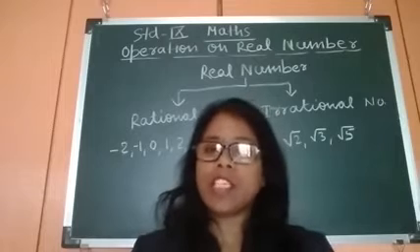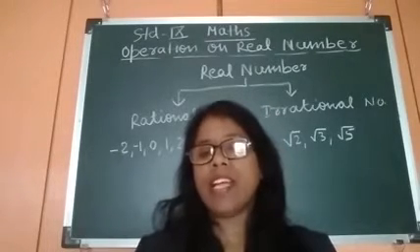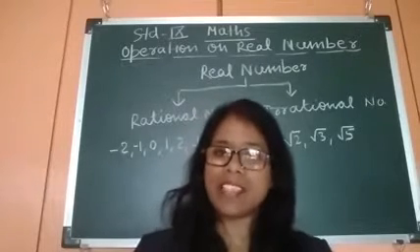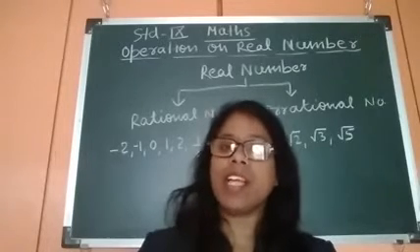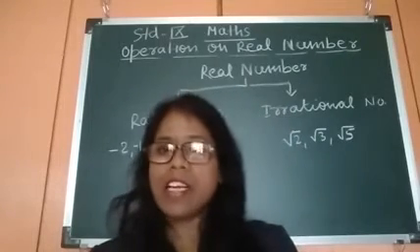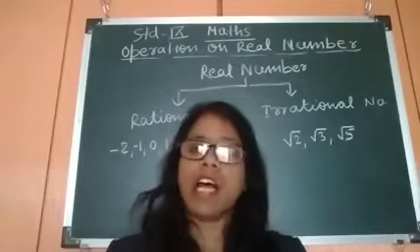After watching this video, you will be able to understand why an irrational number is not closed with the four operations: addition, subtraction, multiplication and division, while a rational number is closed with all types of operations: addition, subtraction, multiplication and division. So first we will start with real numbers.